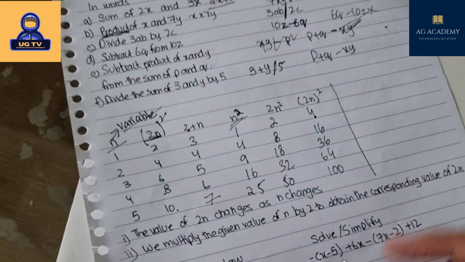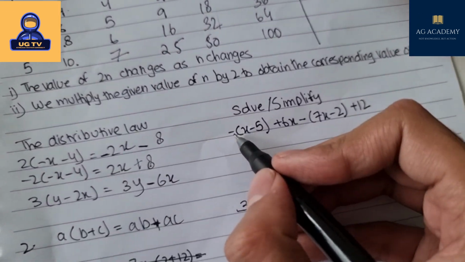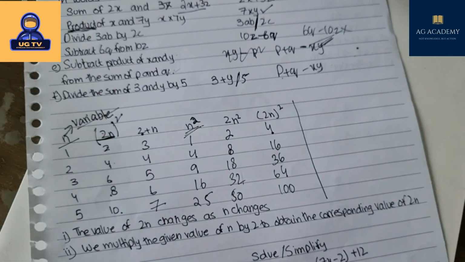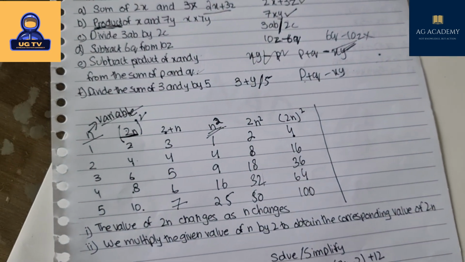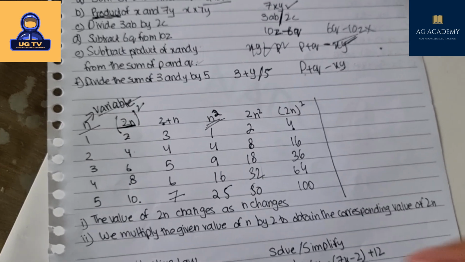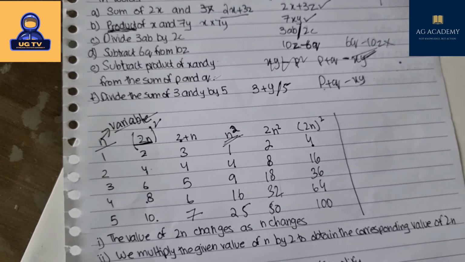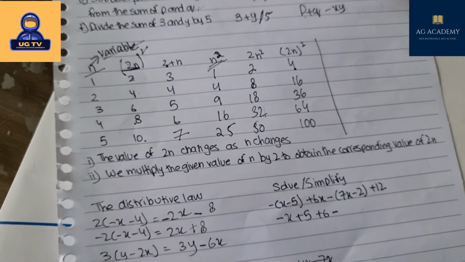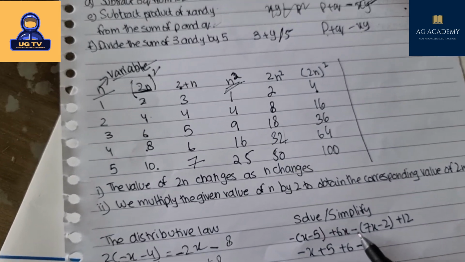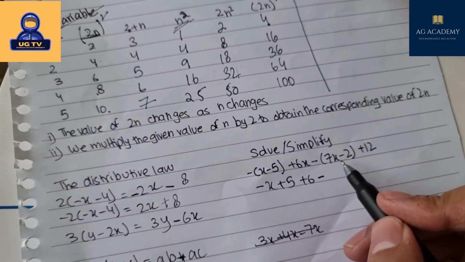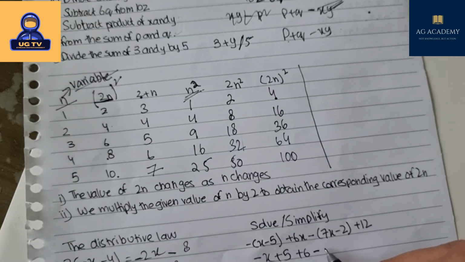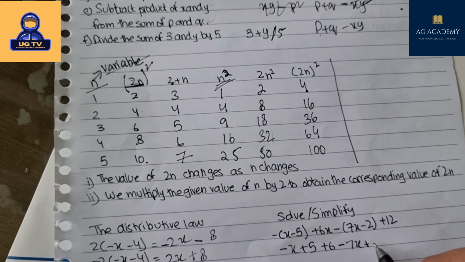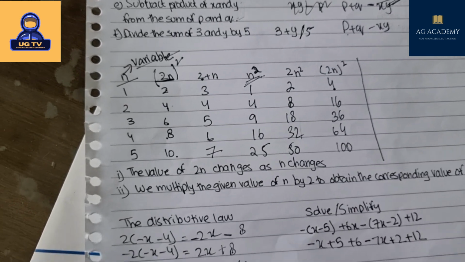So let's start doing it. So it's negative, we're gonna multiply this negative sign with all the statement which is in the bracket. It's going to be minus x. Negative into negative 5 is going to be positive 5, plus 6x minus, again we're going to multiply this minus value with the values within the brackets, parentheses. So it's going to be minus 7x. Negative into negative is going to be positive, plus 2 plus 12.